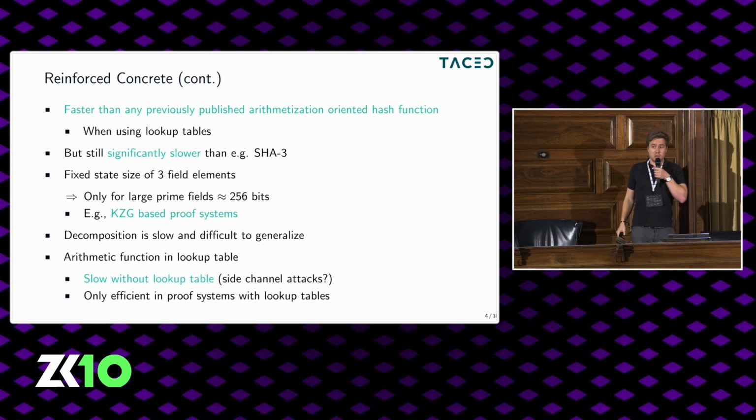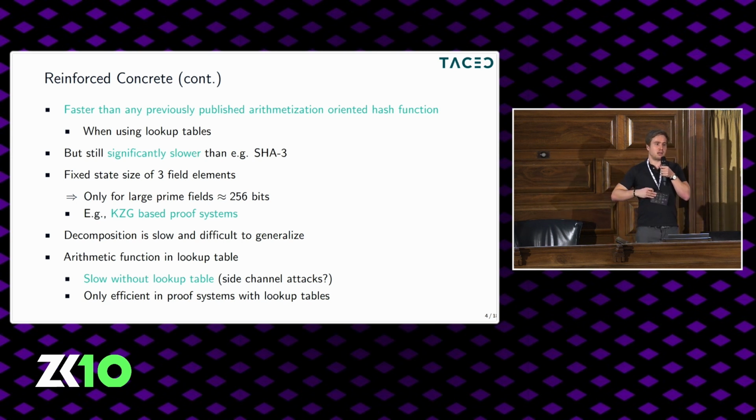So as a result, we were able to show that with this hash function, we are significantly faster for hashing outside the zero knowledge circuit than any previous hash function like Poseidon, Rescue, etc. But we are still orders of magnitude slower than SHA-3, for example. And besides that, this Reinforced Concrete design has some different problems as well.